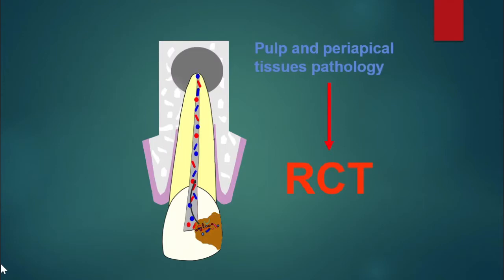Alright, now before talking about the access cavity, let me mention the rationale of root canal treatment itself. The root canal treatment is indicated whenever we have pulp or periapical tissue pathology. It's the treatment of choice in such cases.